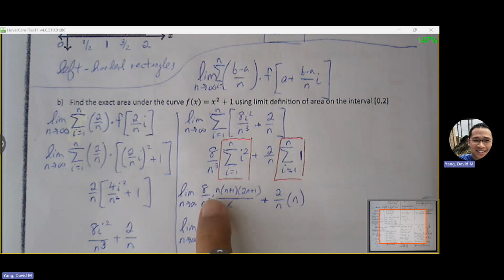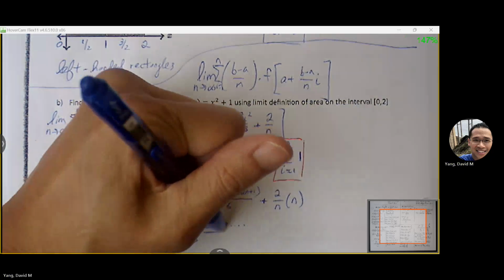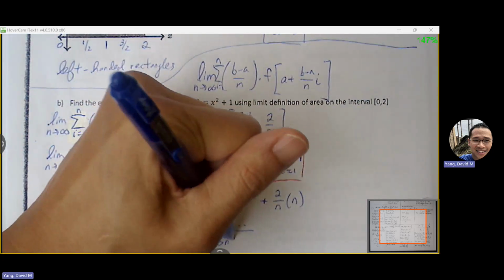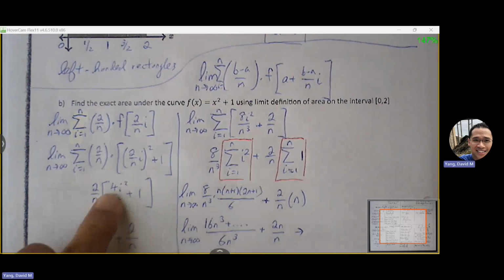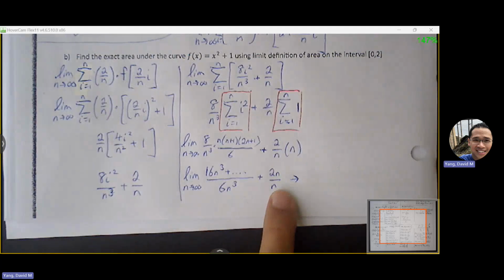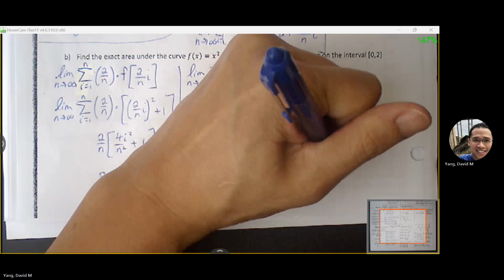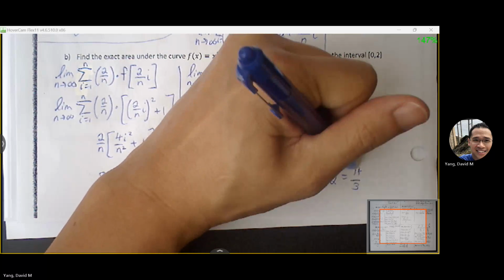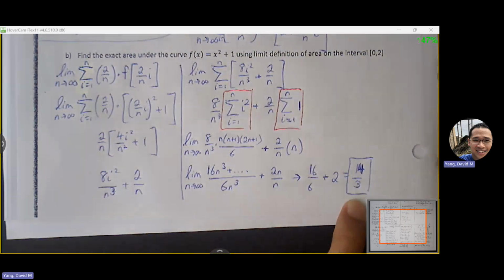Now, I only care about the highest degree, so I'm not going to spend the time to FOIL everything out. We can just take the first term of each part and then 4 times n times n times 2n. That's 16n cubed. We know there are smaller terms of lower degrees, but that's not going to make an impact on our limit. So this fraction is just 16 over 6. Second fraction is just 2 over 1. So 14 over 3.